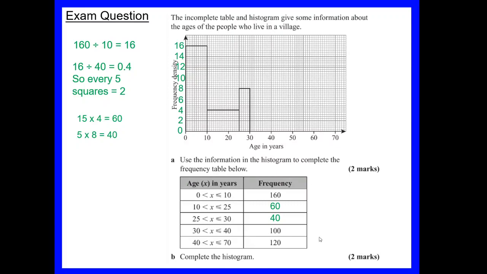Lastly then, we're going to draw the rest of the histogram. From 30 to 40, we've got a frequency of 100. So we need to work out the frequency density. Again, we know the area of the bar and we know that it's 10 wide. We need to work out the height. 100 divided by 10 means it needs to be 10 high. So between 30 and 40, we're going to draw a bar 10 high. And finally then, we've got our frequency of 120. Our class width this time is 30. So we're going to do 120 divided by 30, which gives us a height of 4. So between 40 and 70, our bar is 4 high. And that gives us our final 2 marks.